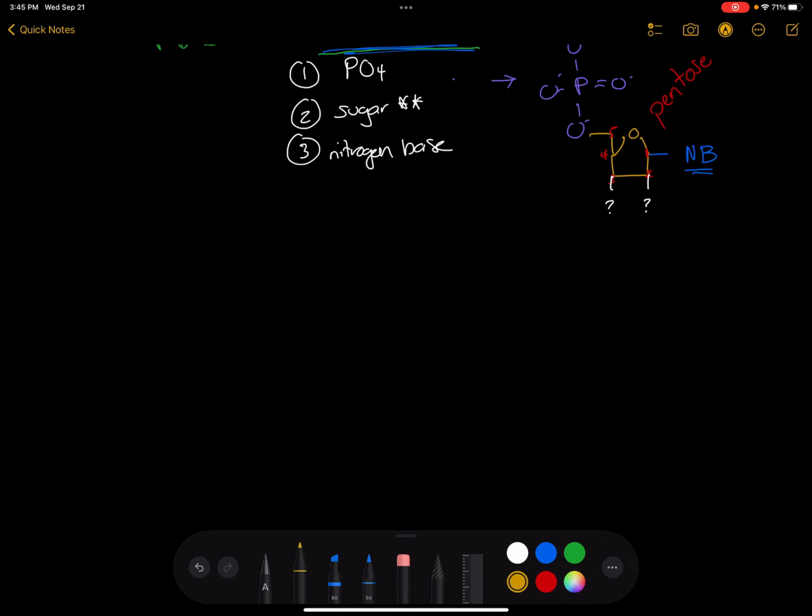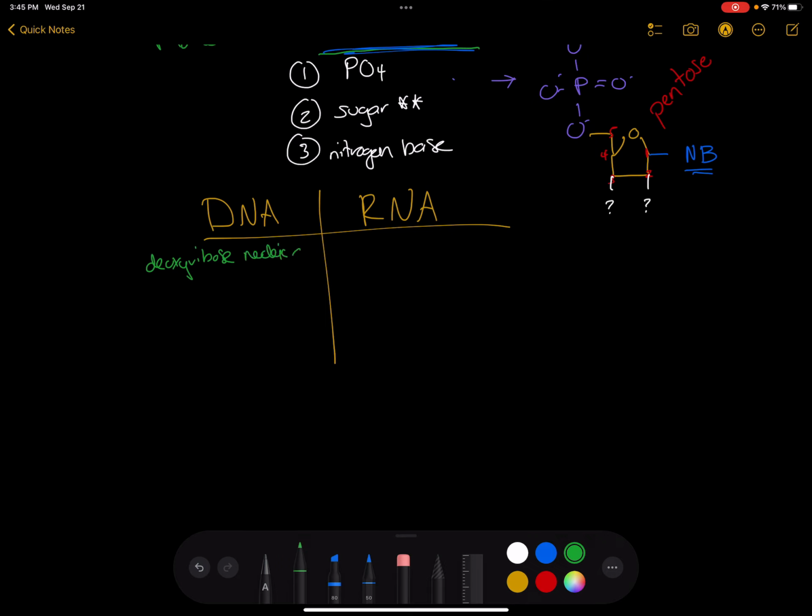So my examples of a nucleic acid are DNA and RNA, because that's where we get the names from. So DNA stands for deoxyribose nucleic acid. That's the DNA, deoxyribose nucleic acid. And then RNA stands for ribose nucleic acid. That's where the RNA comes from, RNA.